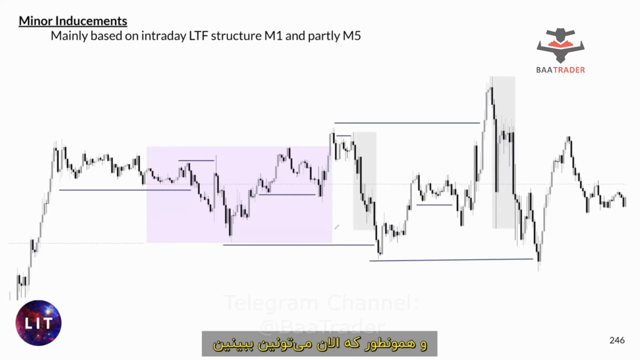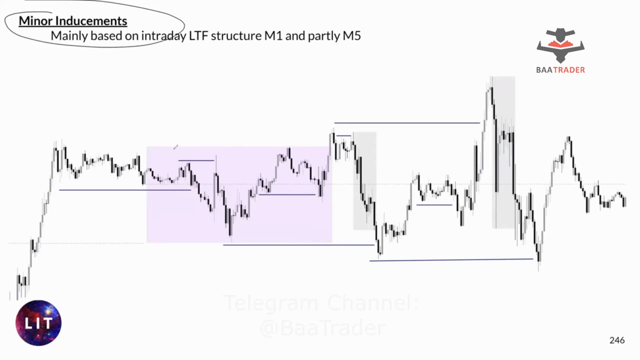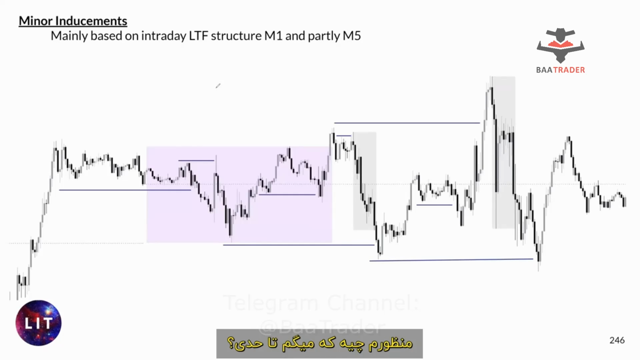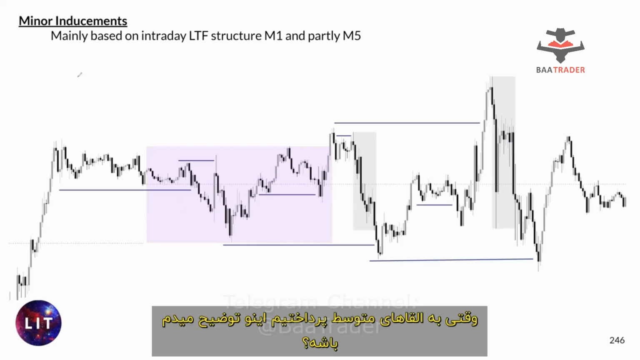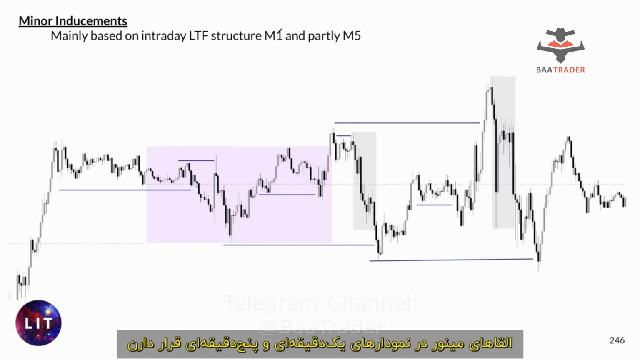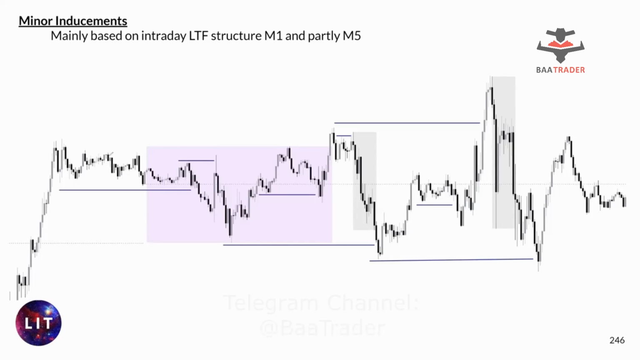As you can see, that is of course now a 5-minute chart, and it's labeled minor inducement. So what does this mean? A minor inducement needs to be done mainly based on intraday lower time frame structure, being the M1 and partly the M5. What do I mean by partly? I will dig into it when we cover the medium ones. But overall, minor inducements are on the 1-minute and 5-minute charts. So you see these blue lines, that means that's inducement.